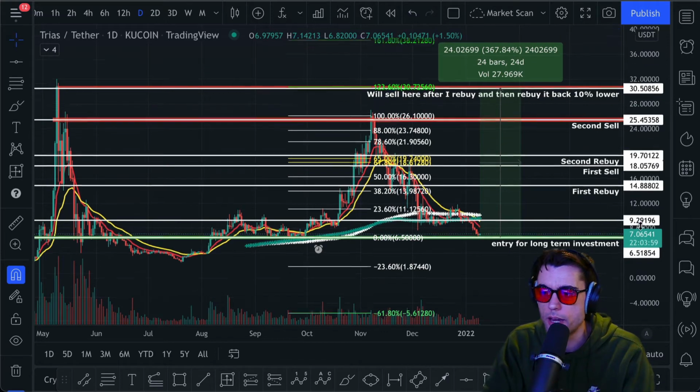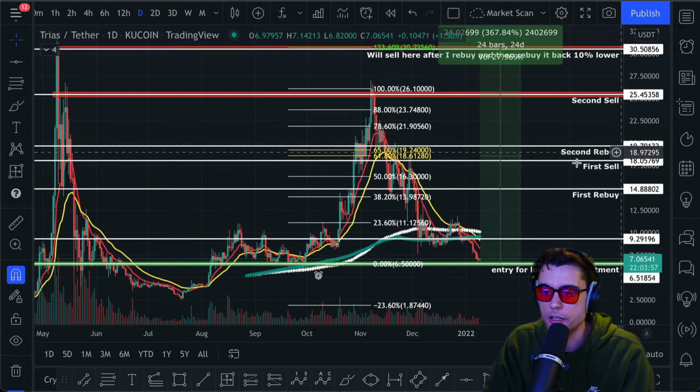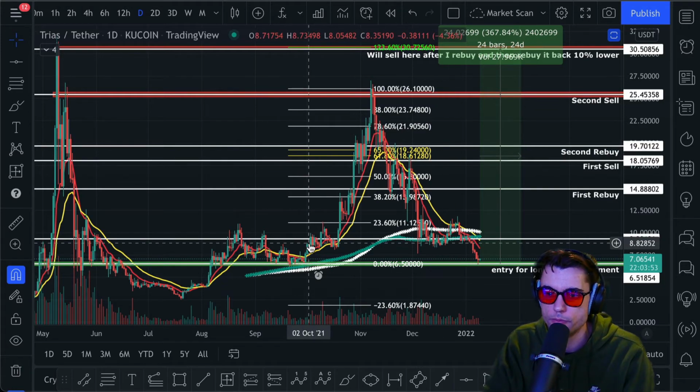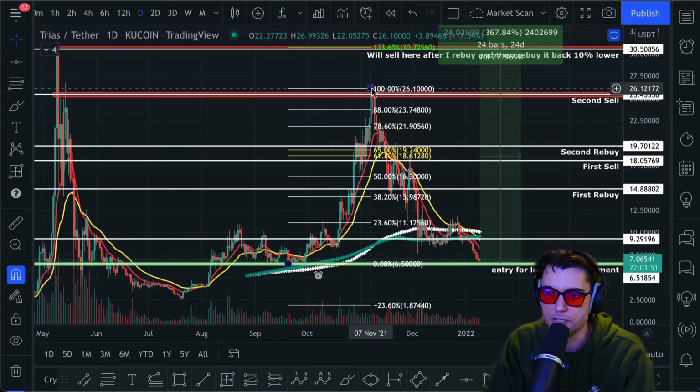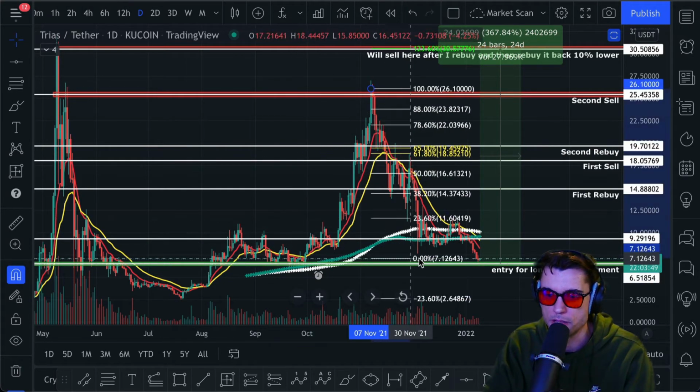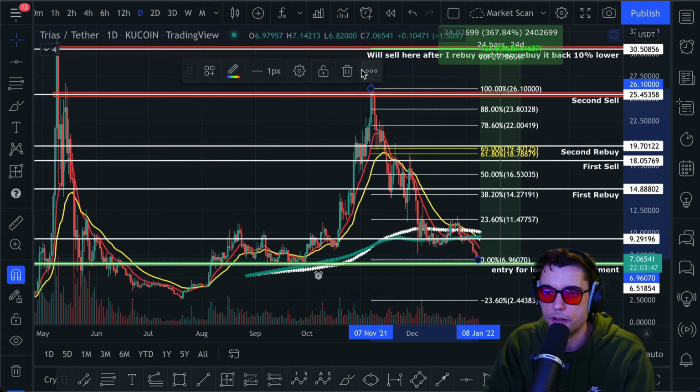And I'm going to wait until it comes back up here, which is the 61.8 of this move from basically the top to the bottom. It makes more sense if I do it like this. From the top to the bottom, 61.8 is right here. So I will sell it just below that, and then I'll try to rebuy it right here.